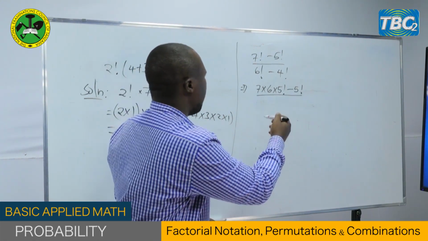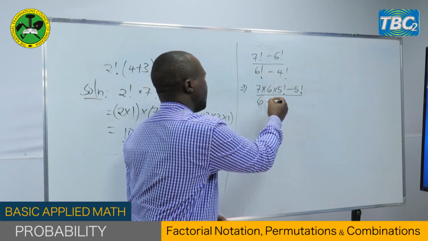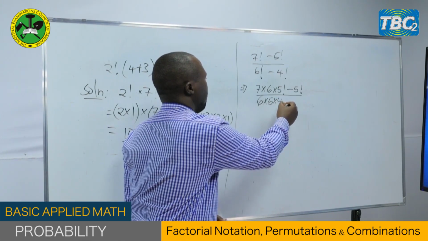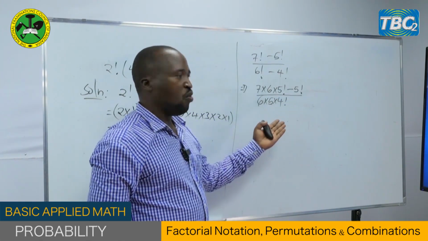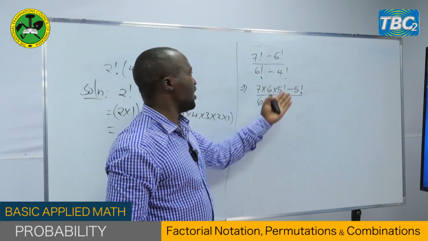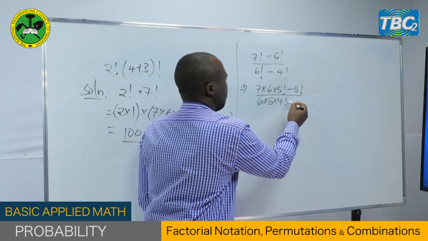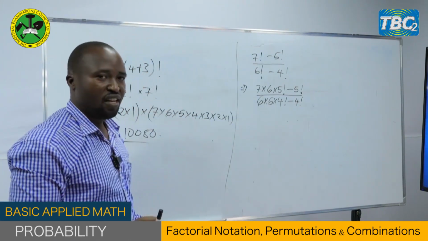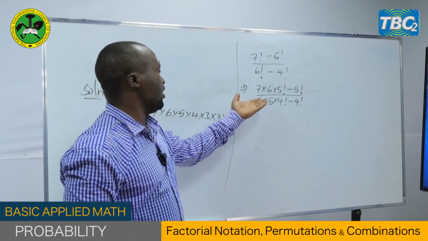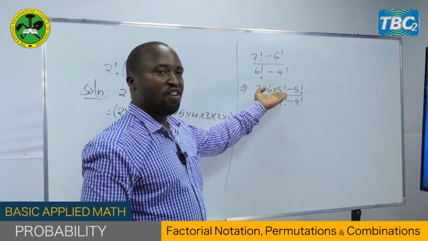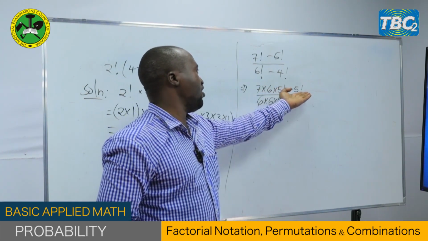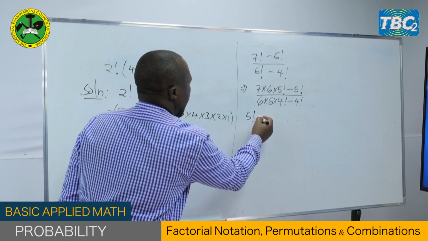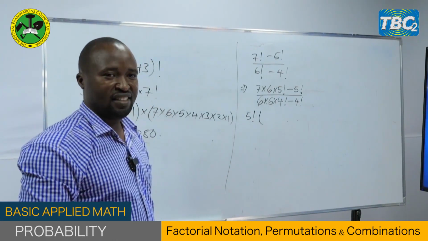So we start with the 6 factorial, which is 6 times 5 times 4 factorial. Why 4 factorial? Because the last number is 4 factorial. So here you minus 4 factorial. Now you can see for the numerator side, we have 5 factorial, and the last one is 5 factorial. It means you can write 5 factorial out of the bracket.